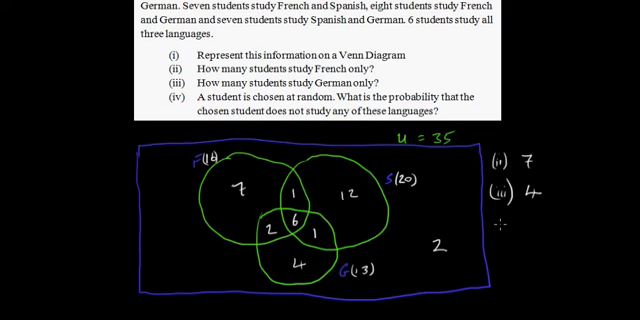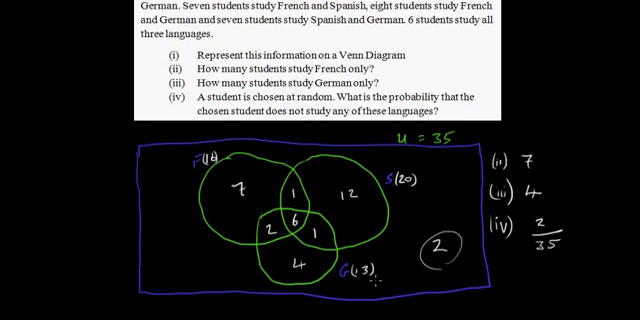And the last one then is just a question on probability. A student is chosen at random. So you pick one of these 35 students at random. What is the probability that the chosen student does not study any of these languages? Well, 2 students study none of these languages. That's these 2 here. And there are 35 students in total, so that's 2 out of 35. This is your probability that a student chosen at random does not study any of these languages.